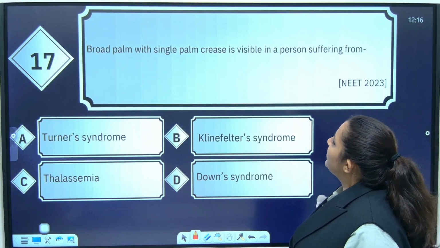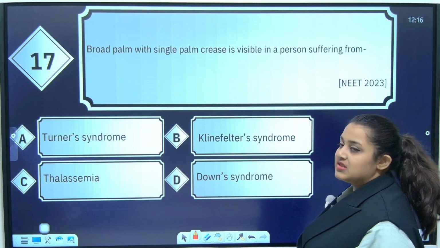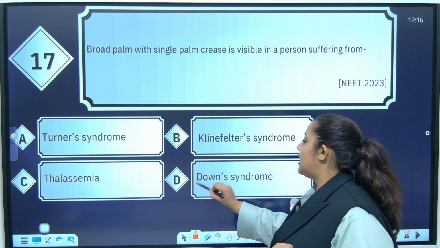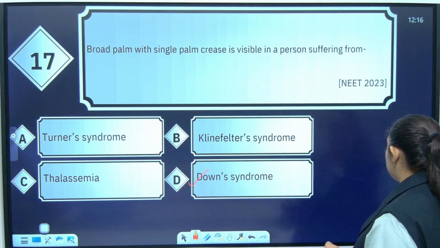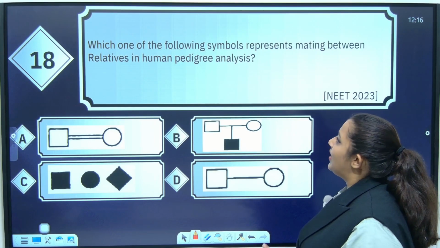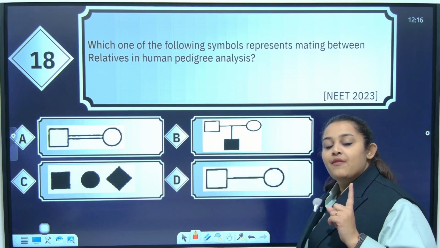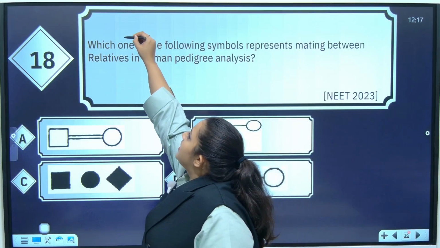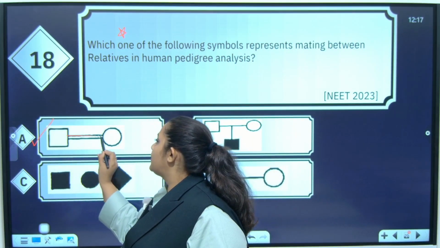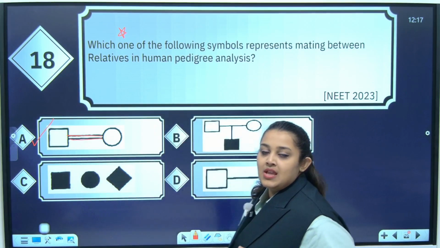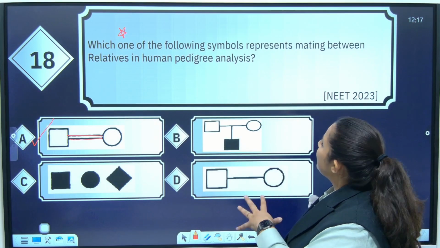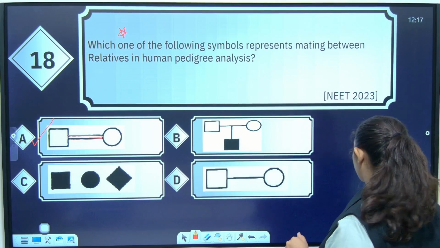17. Broad palm with single palm crease is visible in a person suffering from the one we were going to talk about in the last one, that is Down syndrome. Option D is correct. Which one of the following symbols represents mating between relatives in human pedigree analysis? Very important thing as well, because sometimes students don't remember this. It is this diagram. You have to look at the two sticks between them. These represent mating between relatives in humans.